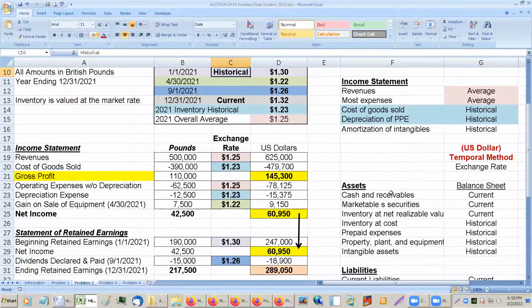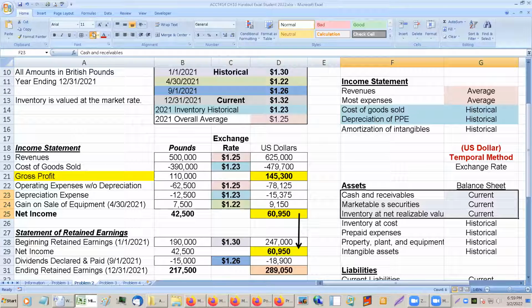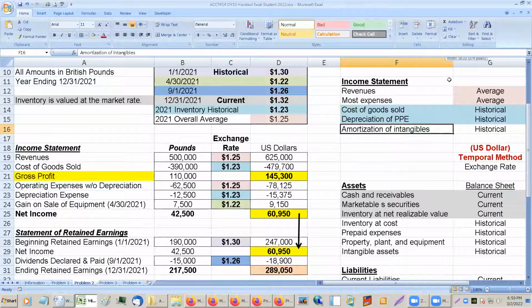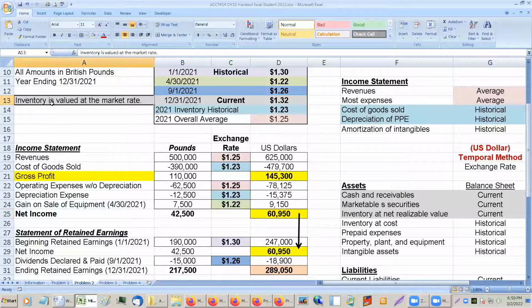Yeah, we'll do that one. Okay, so these are the current rates. Now it says that the inventory is at the market rate, so the inventory is not at cost. Is that the net realizable value that I cut off here? So we're going to use that inventory at the current rate because of this. It says it's done at the market rate, which is going to be the current rate to the end of the year.